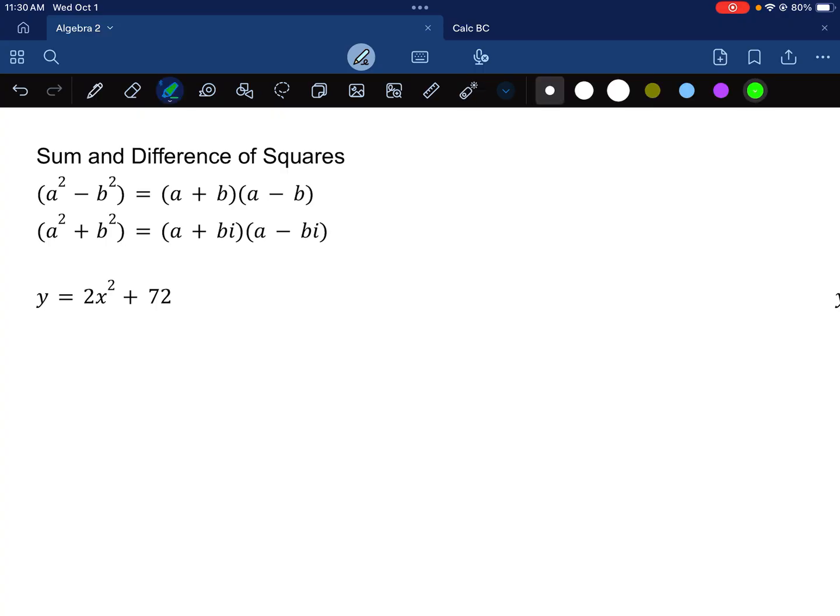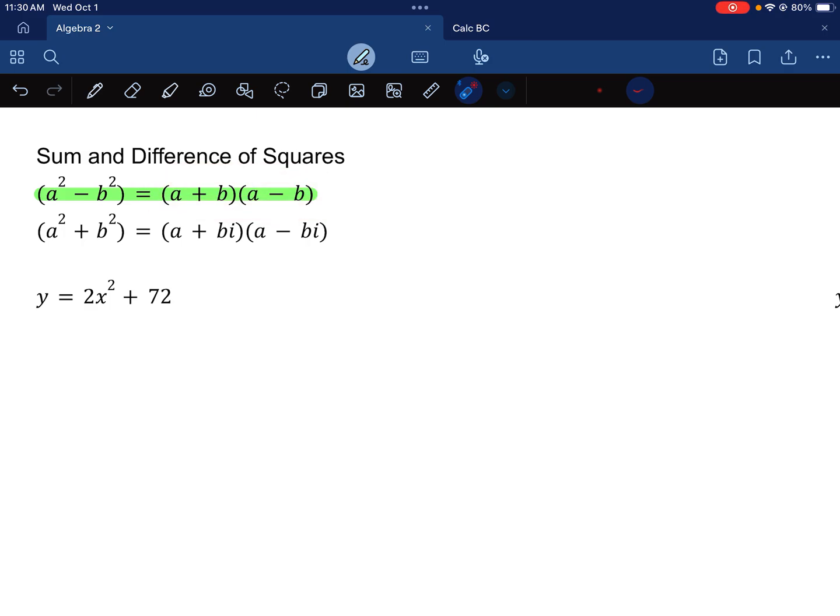So the first thing we're looking at is this one right here, a squared minus b squared. If you have two terms in your polynomial, and they are both perfect squares, so a is a perfect square and b is a perfect square, then it will always factor into this form right here, a plus b times a minus b.